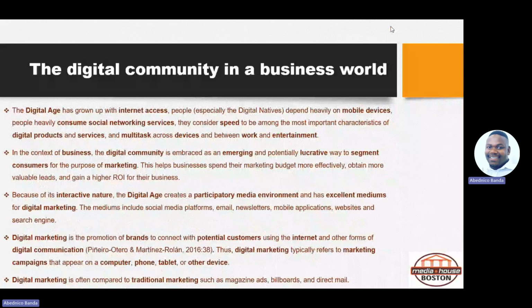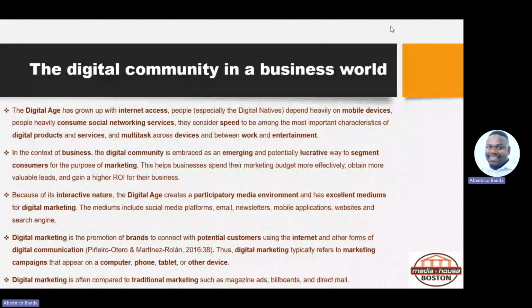You talk to them, they talk to you back. The mediums include social media platforms, email, newsletters, mobile applications, websites, and search engines. I know that whenever we talk about digital marketing, people think it is all about social media. It is not. It includes emails, newsletters, apps, the ones we call mobile applications, websites, and search engines. So what is digital marketing then?